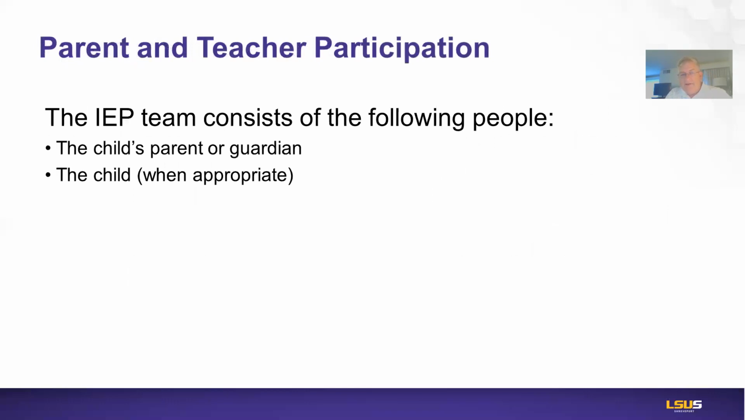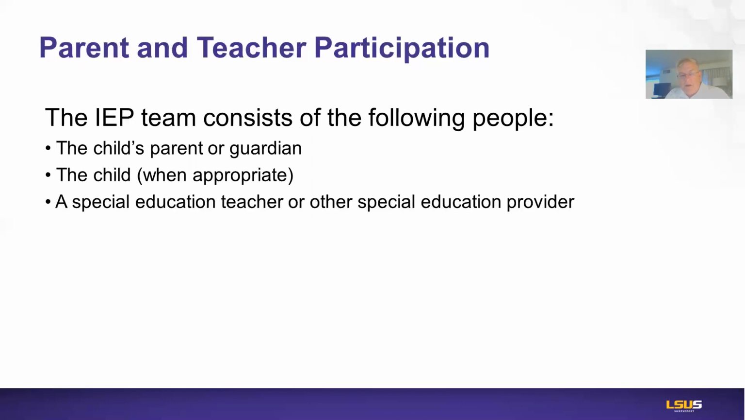I assume that has to be based upon their age. I know in Texas, once a child turns 17, then they become the parent or guardian. They usually are included in the IEP meetings beginning in junior high, but that would probably be a local decision. A special ed teacher or provider, a general ed teacher.